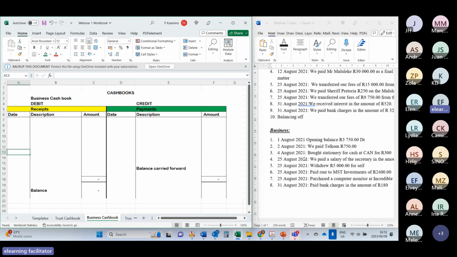And then for the sake of time, I'm going to be a little bit faster. 1 August, this is our business. We've got an opening balance of 3,750. The reason we put debit is that our bank accounts can go on an overdraft, or it can be overpaid. Like you go to the bank, you find it's overpaid. In such a case, it will have a credit balance. So when you are recording, you start with a credit balance, yes?